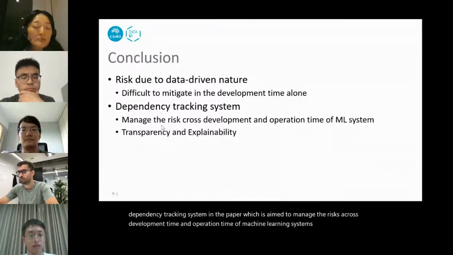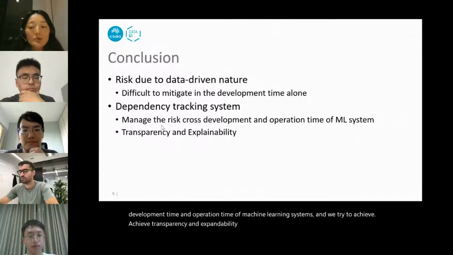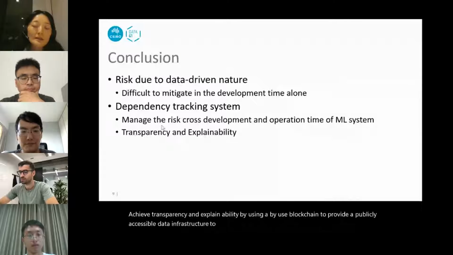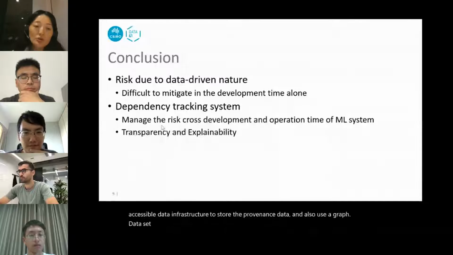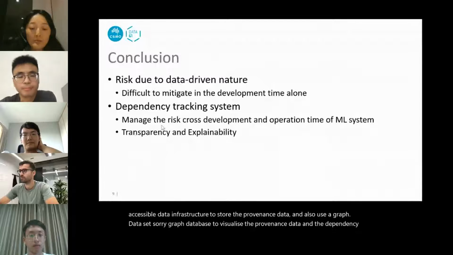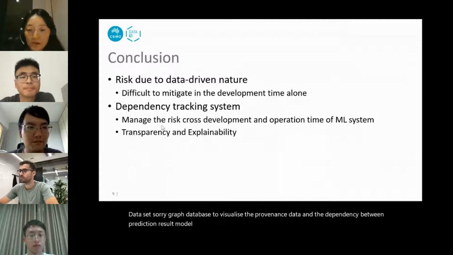And we try to achieve transparency and explainability by using blockchain to provide a publicly accessible data infrastructure to store the provenance data, and also use a graph database to visualize the provenance data and the dependency between prediction result, model and data sets.